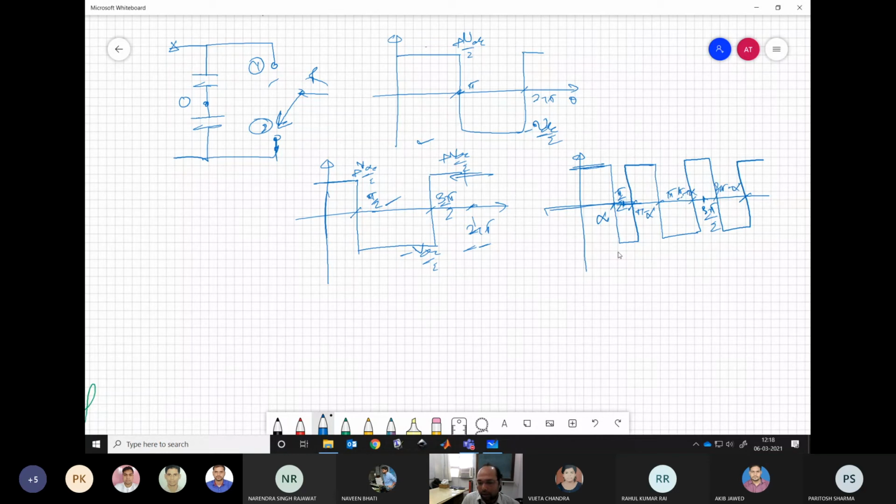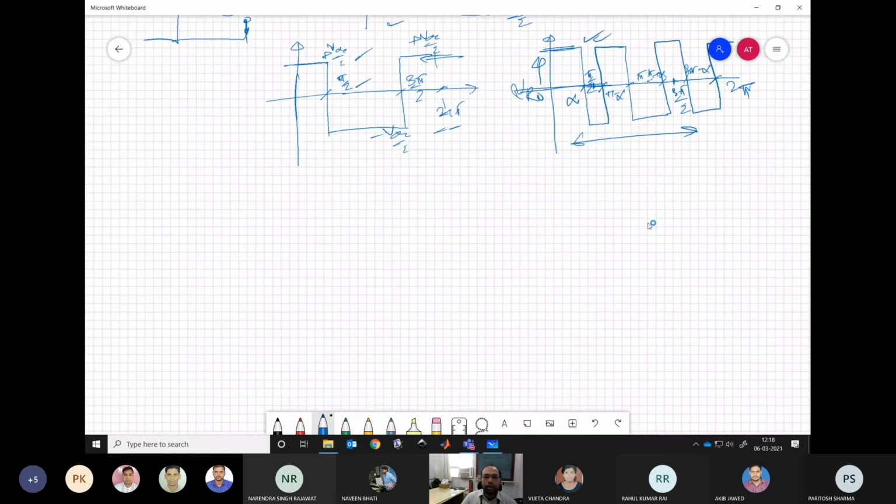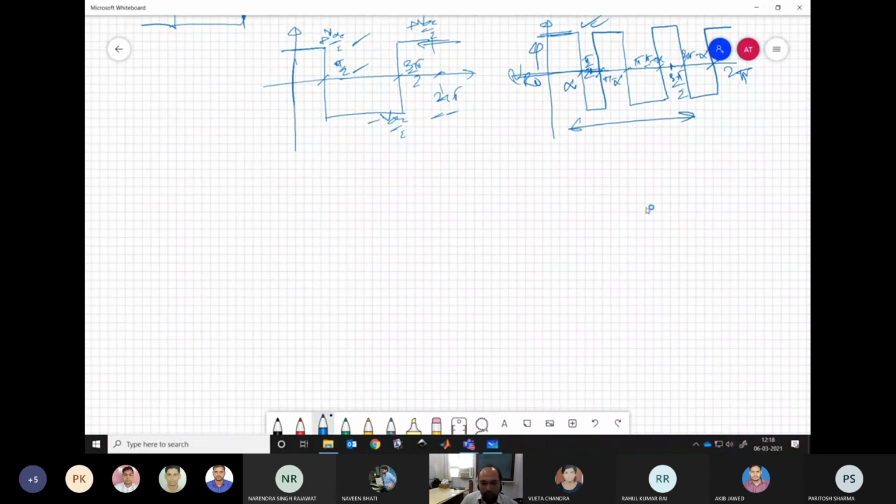So let's say somehow we have decided these are the angles, and we are generating this waveform VRO. All these waveforms, definitely we know these are not the same. But what is the difference? How to know that? And what impact is it creating on the load when we are applying this voltage?